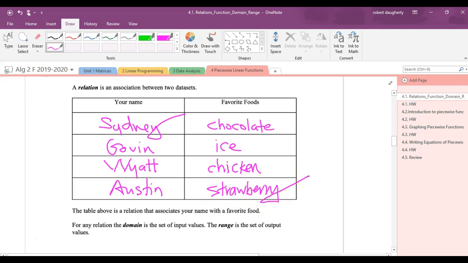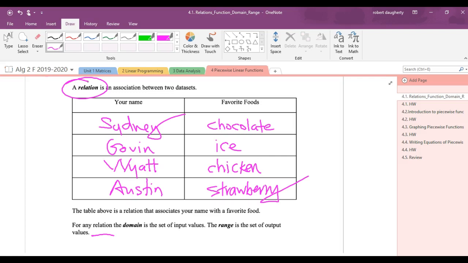Okay. So what we have, guys, is what I have defined as a relation. A relation is just an association between two data sets. One data set is your first name. The other data set is a list of foods. So I've got a relation between these two.